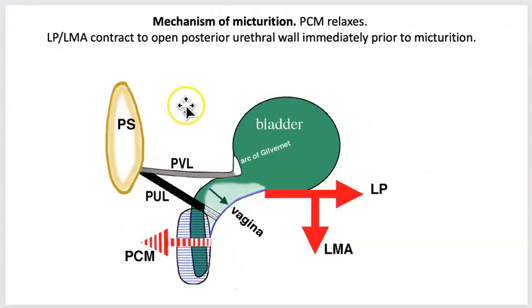The mechanism for micturition is virtually the same as closure. Just look at it this way. If this muscle relaxes, then these two muscles pull open the posterior wall of urethra, open it out, the bladder contracts, and the urine is expelled.